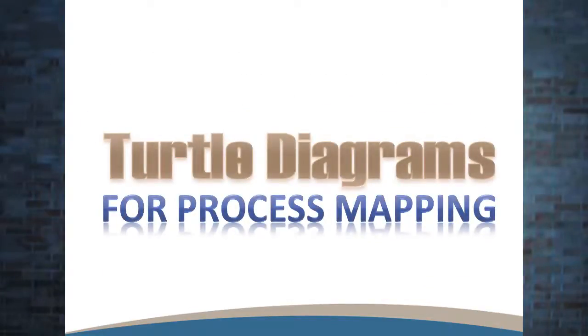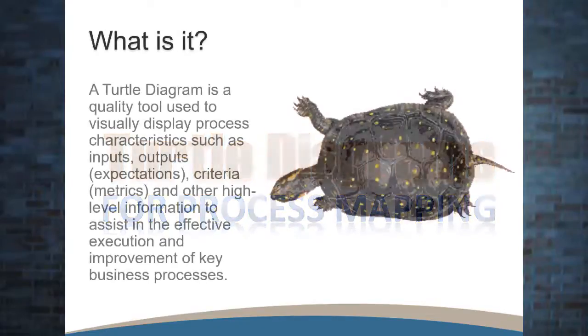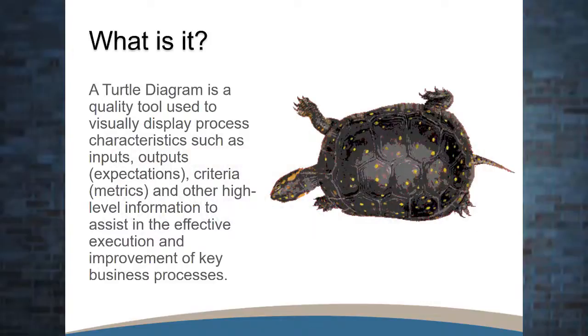So let's take a moment to discuss turtle diagrams and how they can be used for process mapping. So what is a turtle diagram? A turtle diagram is a quality tool used to visually display process characteristics such as inputs, outputs or expectations, criteria or metrics, and other high-level information to assist in the effective execution and improvement of business processes. You can see here the layout of the turtle, which is the head on the left, the shell and the various patterns on the shell, and the tail on the right.